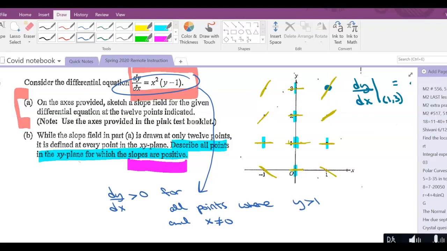Okay, this is by inspection. I think you can see that dy dx is going to be positive for all points where y is bigger than 1, because if y is bigger than 1, this factor is positive, and as long as x doesn't equal 0, because if x equals 0, well, the slopes of the line tangents are 0. Well done, everyone.